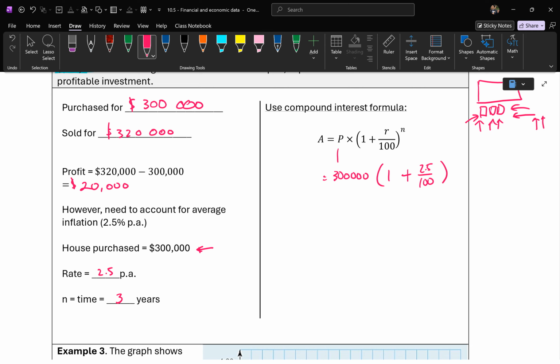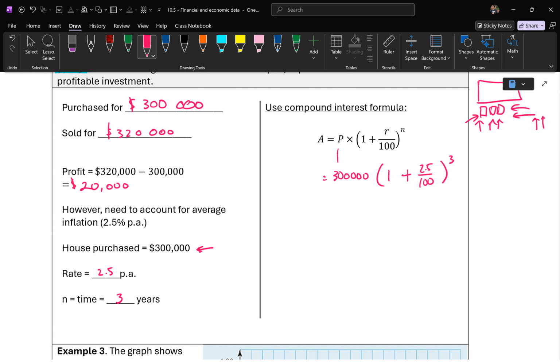But we still get students who will write 2.5 and then put the percent symbol there as well. That makes it wrong. That over 100 is the percent symbol. You don't have to do it. You just need to write the number. So 2.5%, you just put 2.5 there. Percent actually means divide over 100. And then finally, n is 3.